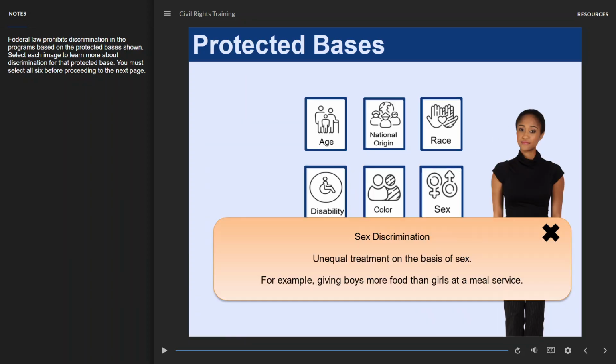Sex discrimination. Unequal treatment on the basis of sex. For example, giving boys more food than girls at a meal service.